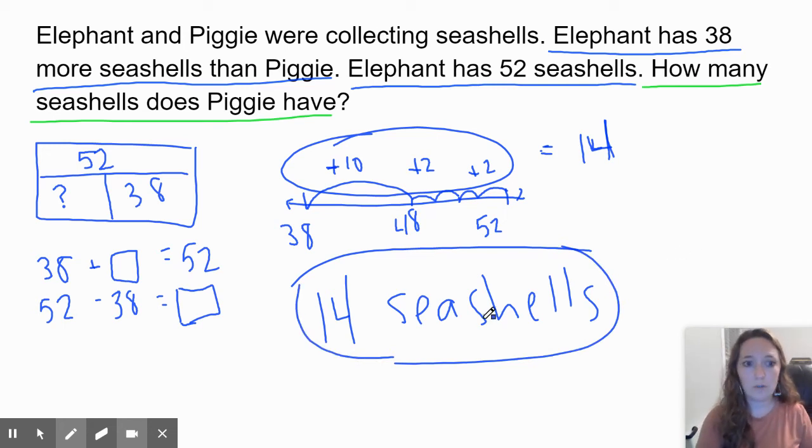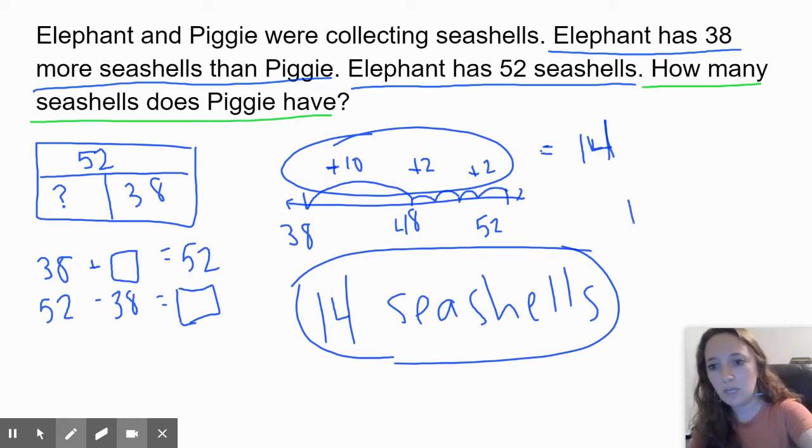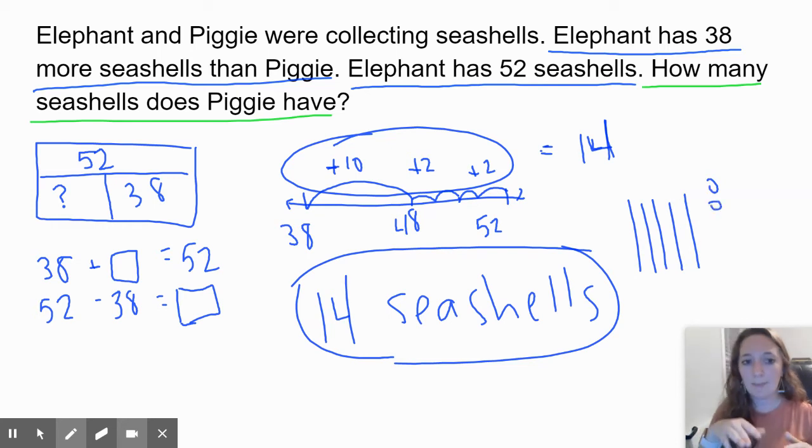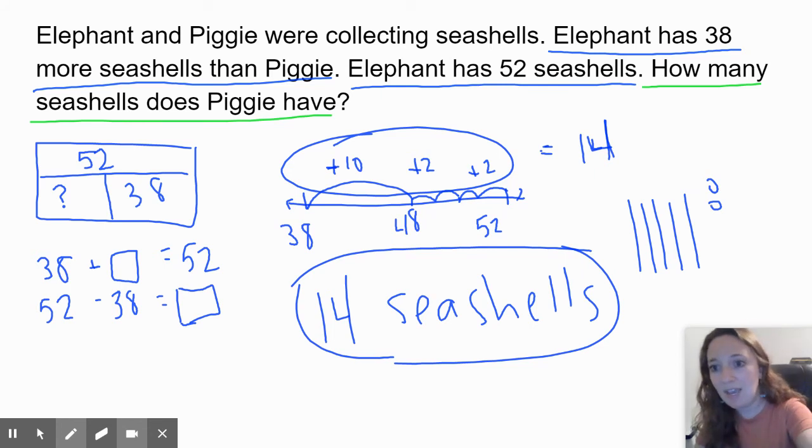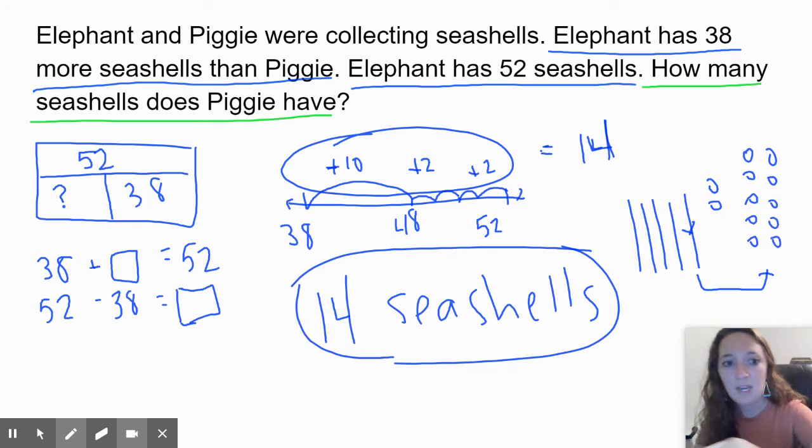If you wanted to, you could also do it in base 10 blocks. 52 minus 38. I'll show it over here. 52: 10, 20, 30, 40, 50, 51, 52. I'm going to take away 38, but I don't have enough ones to take away. I'm going to take a 10 to the bank. Cross it out. The bank gives me 10 ones. 1, 2, 3, 4, 5, 6, 7, 8, 9, 10. Now I have enough ones to take away.